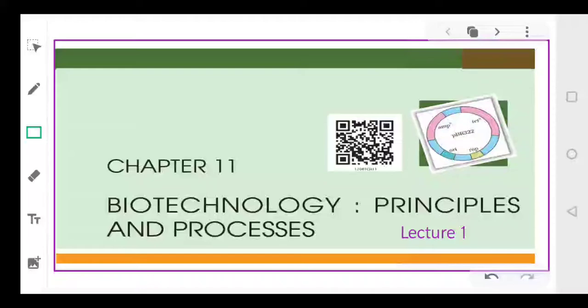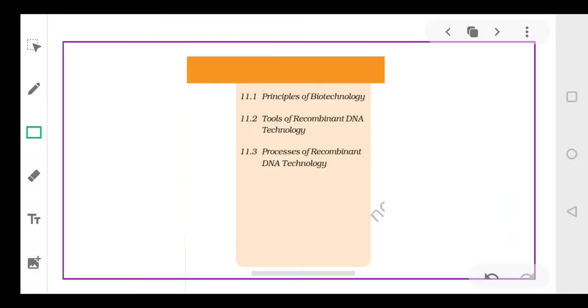Dear students, this chapter is very, very important, and we know this chapter is biotechnology, the principles and the various processes. And in this particular chapter, we'll be talking about the principles of biotechnology, what are the various tools that we utilize for producing the recombinant DNA, the processes of recombinant DNA technology. So we will deal with 3 aspects in this particular chapter.